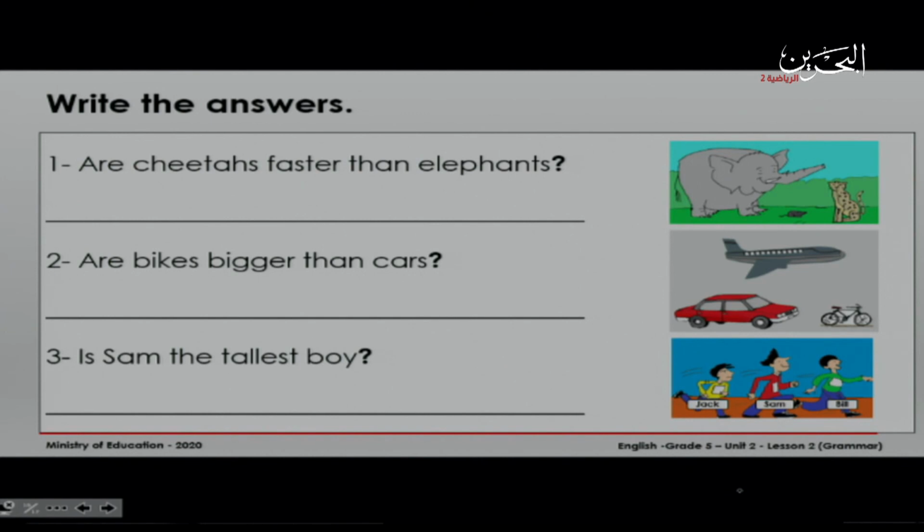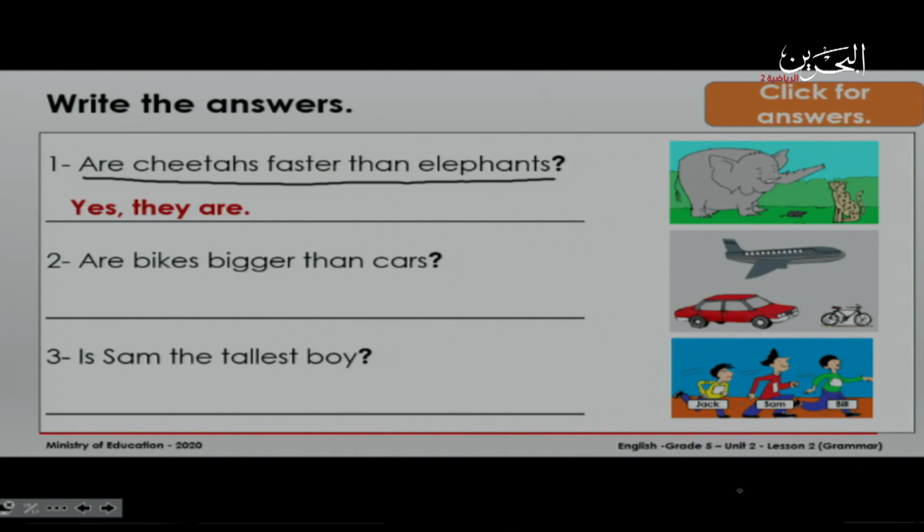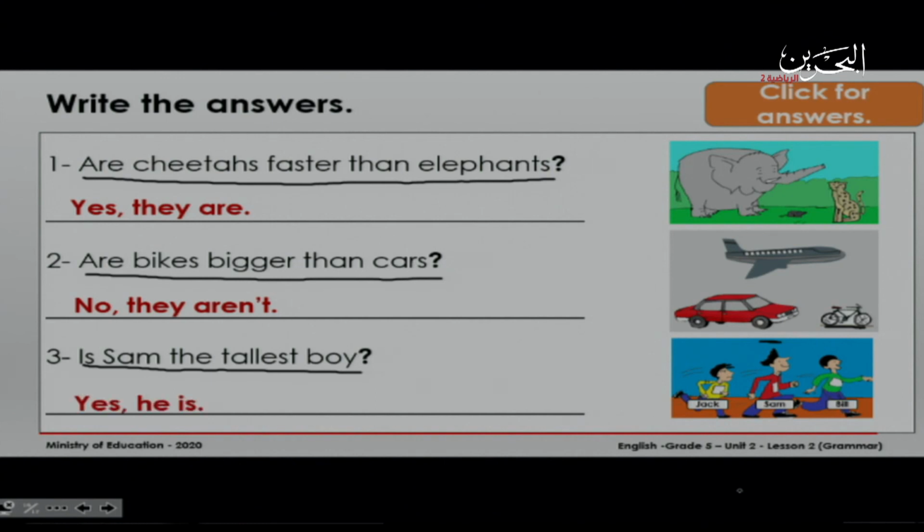Now let's check your answers. Number 1. Are cheetahs faster than elephants? What do you think? Yes, they are. Very good. Number 2. Are bikes bigger than cars? Look at the bike. Is it bigger than a car? What do you think? No, they aren't. Very good. Number 3. Is Sam the tallest boy? Where's Sam? Look at him. Is he the tallest boy? Yes, he is. Very good.